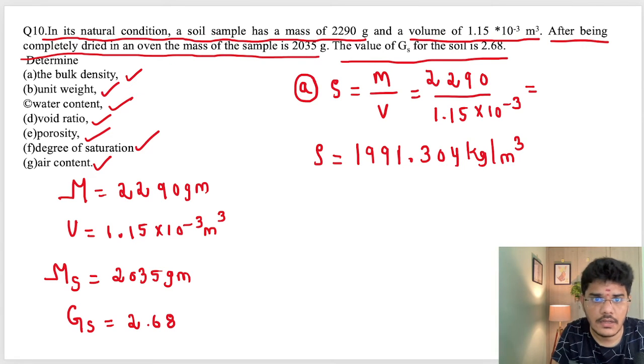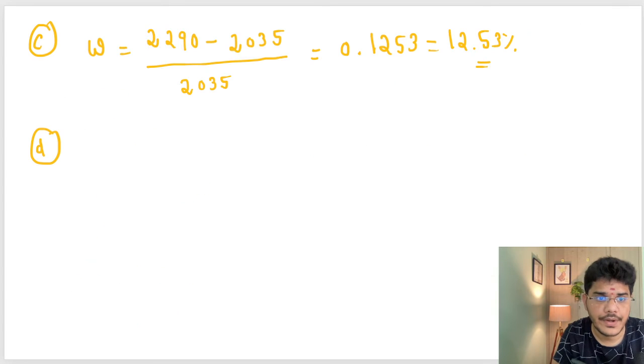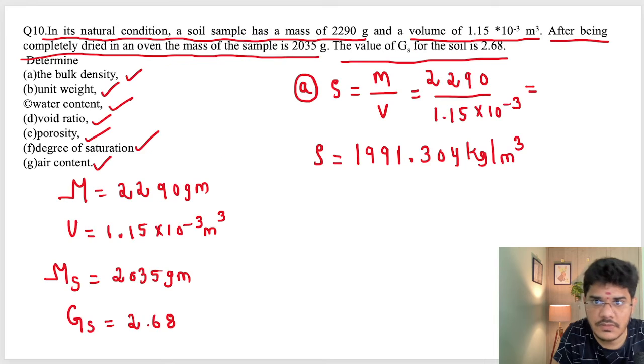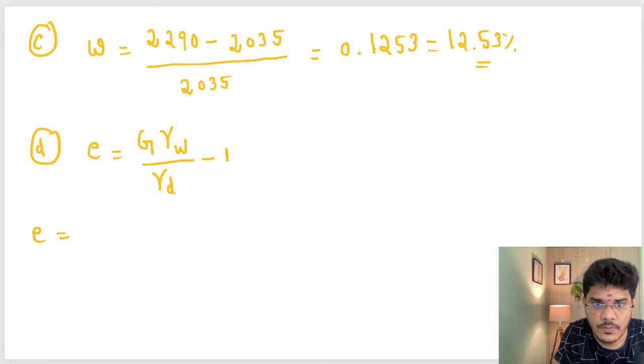Now again, what has been asked? Calculate the void ratio. So void ratio we know that e is equal to G γw by γd minus 1. So e is equal to, G value he has given 2.68.